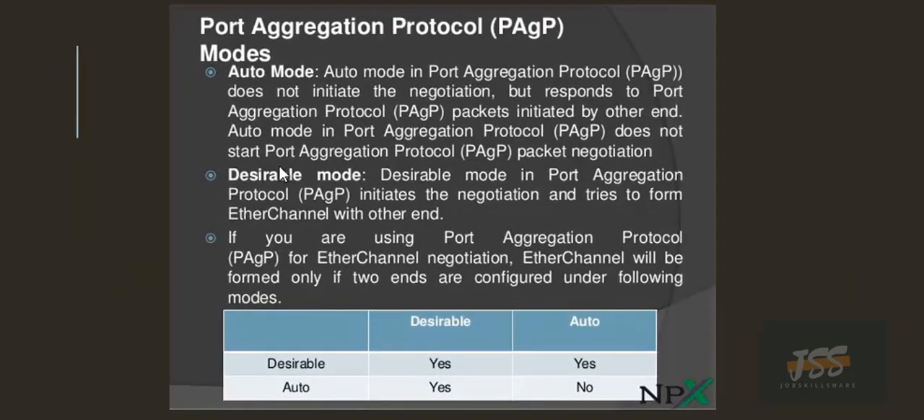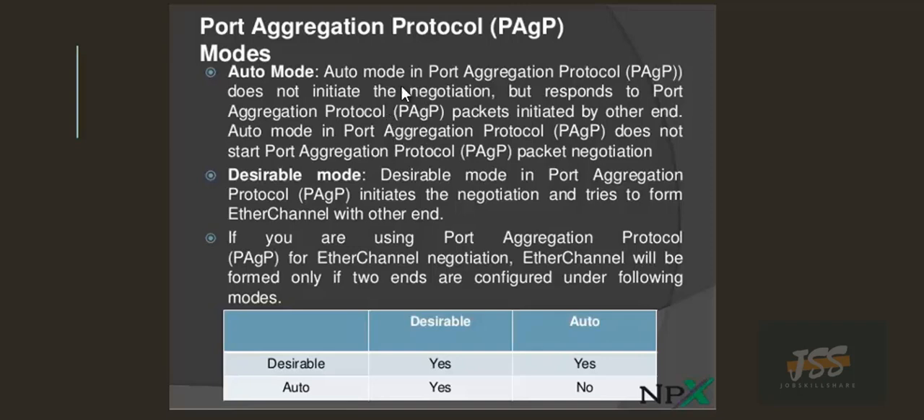So you can see over here PAgP modes. Auto mode in Port Aggregation Protocol does not initiate the negotiation but responds to the port aggregation packet initiated by the other end. In our case, we have two switches having auto mode, so none is initiating the Port Aggregation Protocol. So that is the issue. Then we have the second mode, desirable mode. Desirable mode in Port Aggregation Protocol initiates the negotiation and tries to form the Etherchannel.